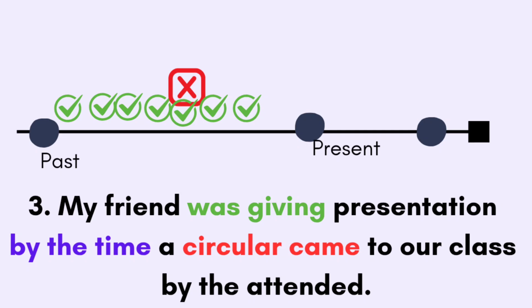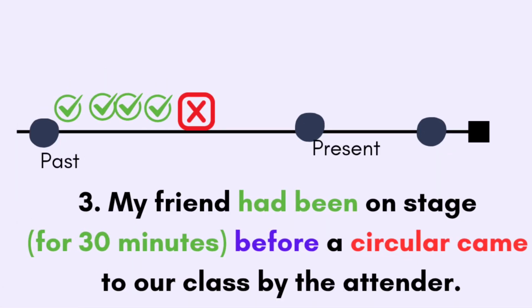So in the middle a circular came, but my friend did not stop giving the presentation. He paused when the circular came. After that, again he continued giving the presentation. Okay, I think it is clear, right? Look at the same example in past perfect continuous tense. Look at the example. My friend had been on stage for 30 minutes before a circular came to our class by the attender.